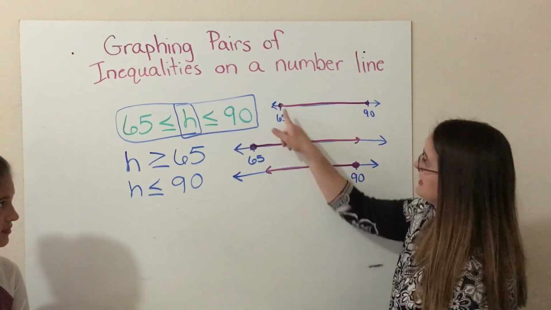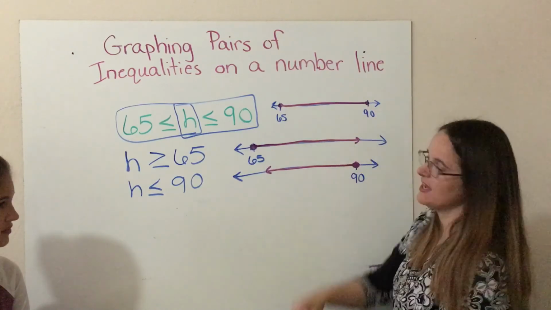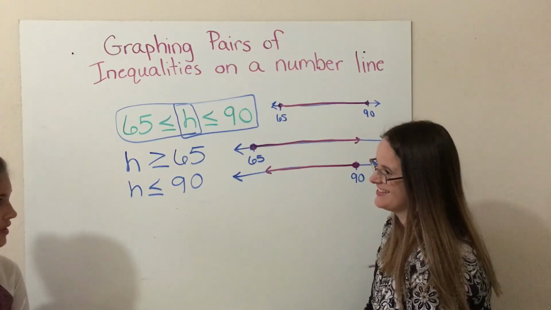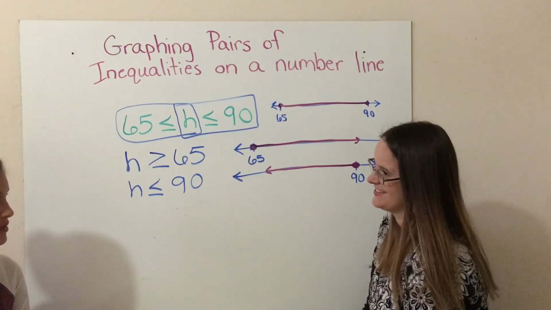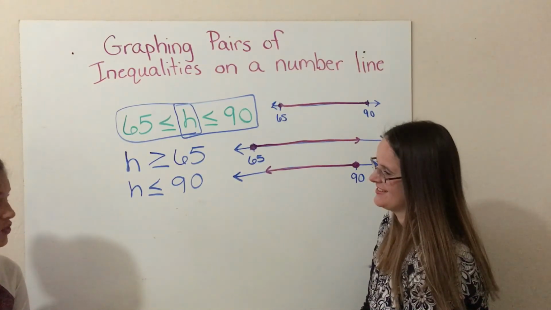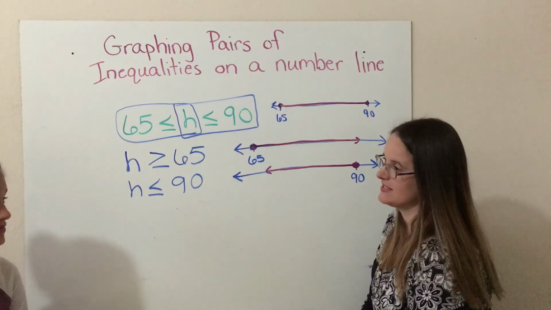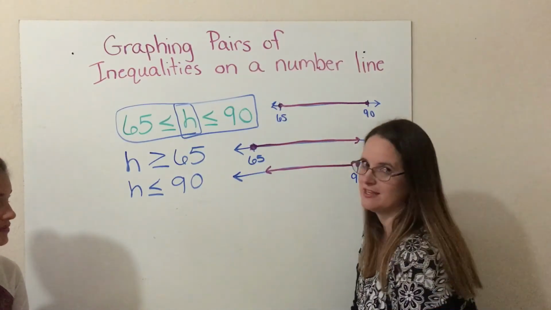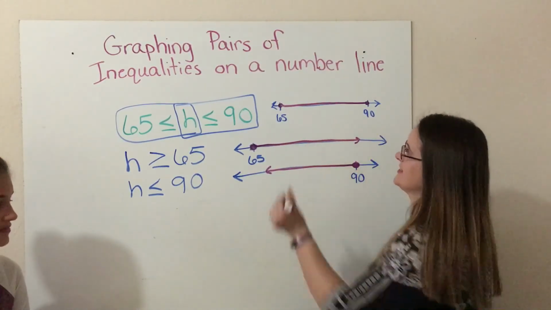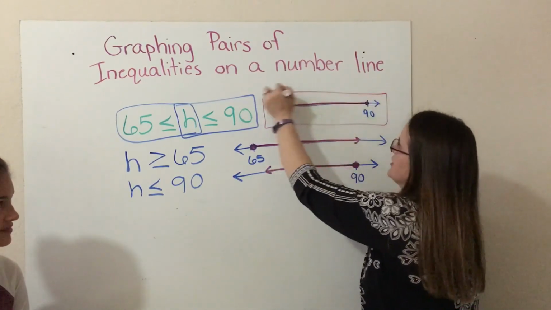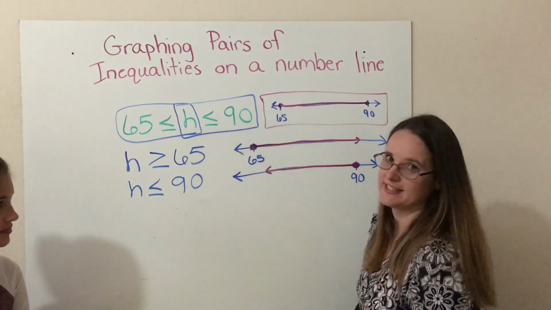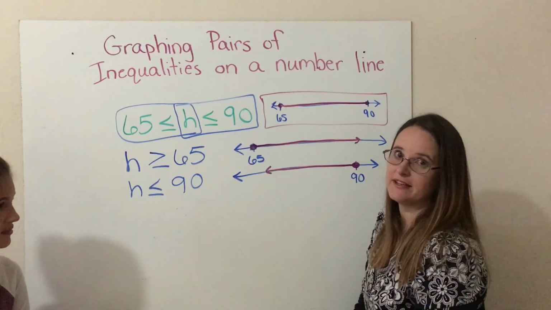So, can you tell me why I have closed dots on my number line here? You would have closed dots because it is equal to 65 and 90. It could possibly be equal to 65. It could possibly be equal to 90. And this would be the final answer for how to graph this pair of inequalities on a number line.